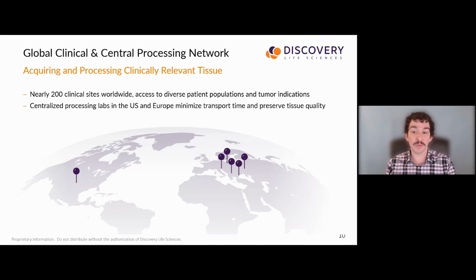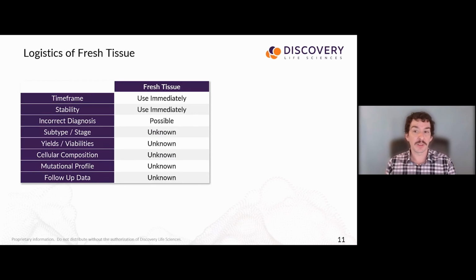As I mentioned before, fresh tissue has many logistical challenges, and I want to take some time to go over those. So here are some of these challenges of working with fresh tissue. The first thing is timing is critical. Because they're fresh, these samples must be used right away due to their limited stability. They can't be stored long-term to be used when it is convenient.